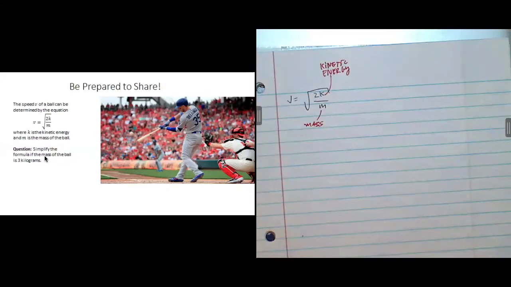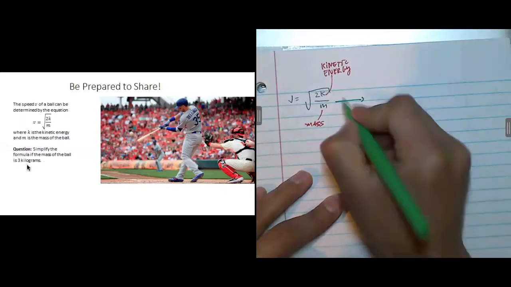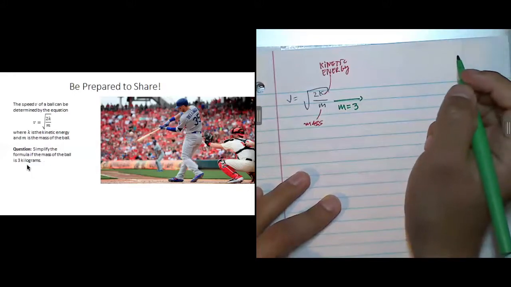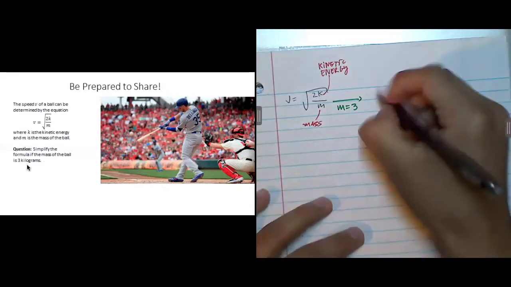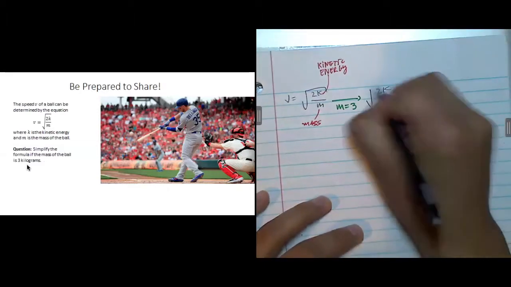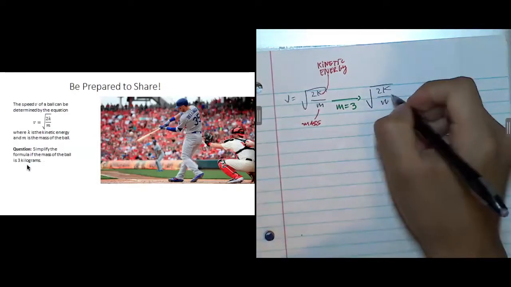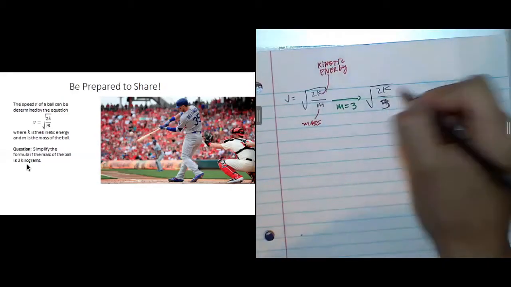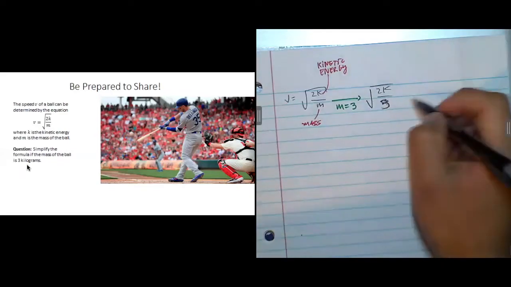Cool. So this bottom portion here, it says the mass of the ball is 3 kilograms. So mass is equal to 3, right? So then that implies that I can just make the substitution: the square root of 2k over 3, right? Is there anything else I can do with this?